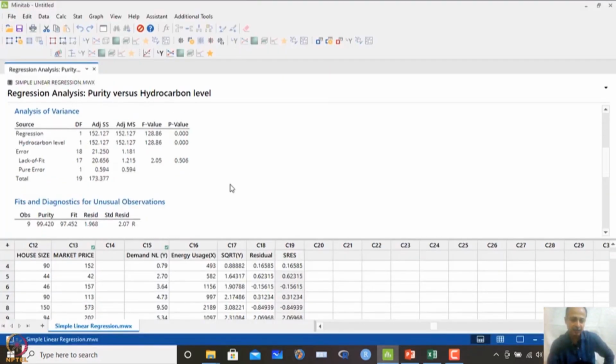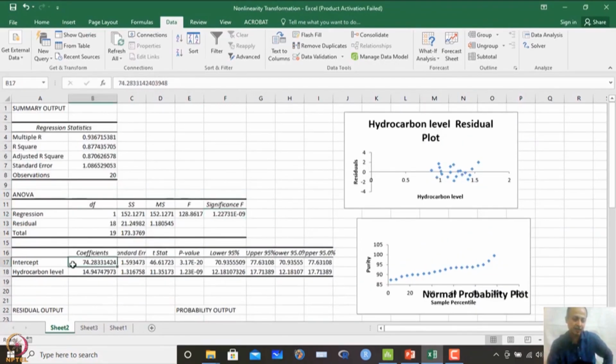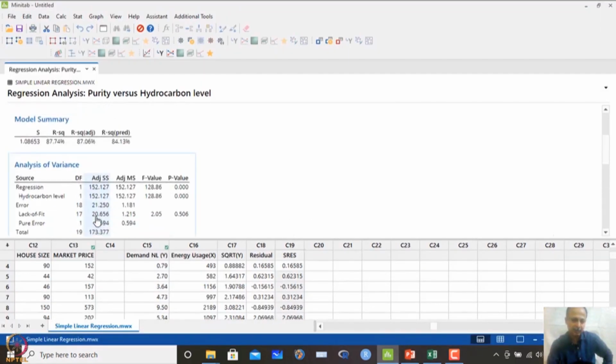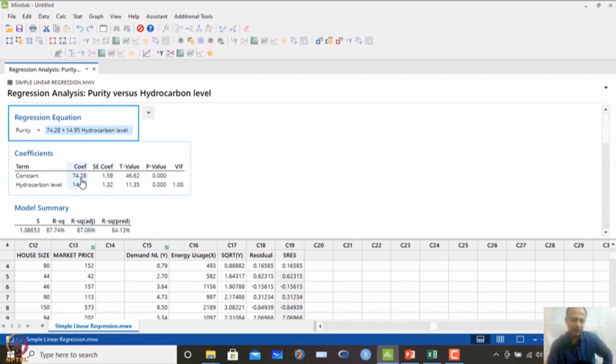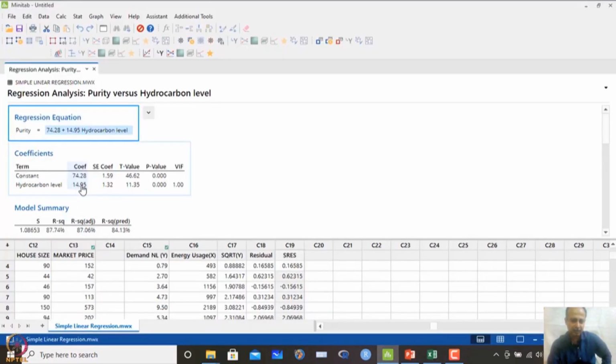So, this MINITAB does not report more than 3 places of decimal over here, but Excel reports beyond 3 places of decimal. So, this is true, and the values are exact. What you see, the intercept is 74.28 and MINITAB has also given 74.28. The beta 1 estimation that you see is 14.95, and Excel also shows the beta 1 estimation as approximately 14.95, which is also over here.